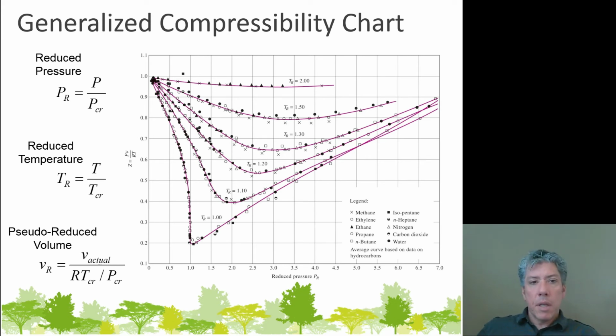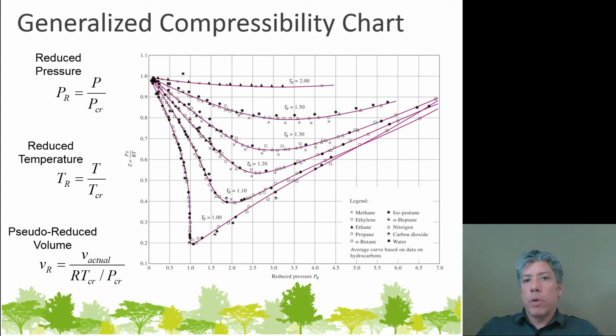Now sometimes I'll be really mean to you and I won't give you a temperature, or maybe I won't give you a pressure, and so you can't calculate either the reduced pressure or maybe the reduced temperature. In that case you have to use something called the pseudo-reduced volume, and there's an equation for it there on the slide, and you use the actual specific volume, which has to be given.